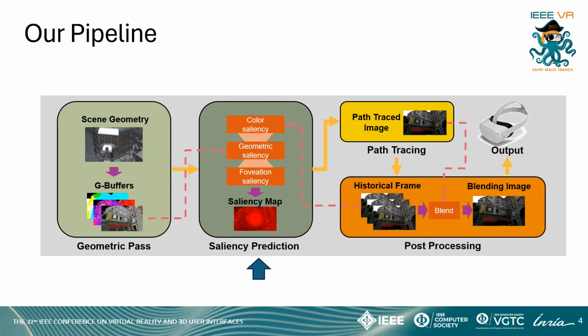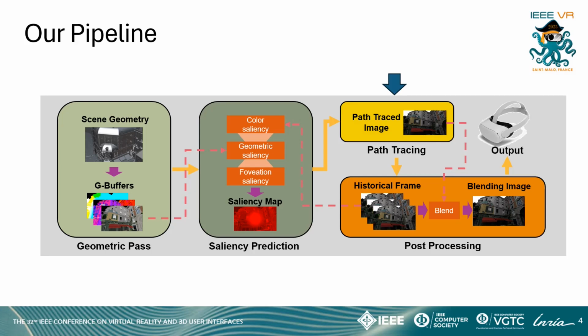Here, we estimate the saliency of each pixel, creating a saliency map that informs subsequent processes with geometric data and historical information. The third stage is path tracing. During this phase, we emit rays from the camera to compute pixel shading. While the first intersections are calculated during the geometric pass, path tracing handles subsequent intersections.